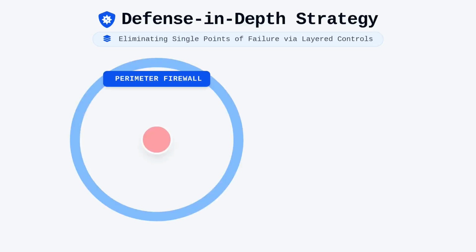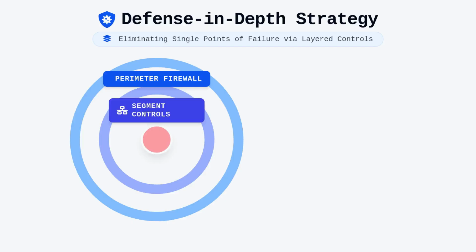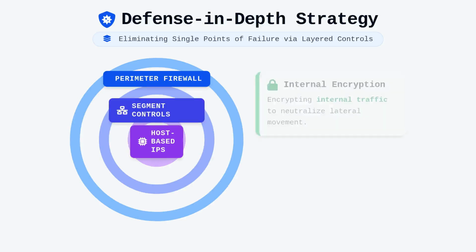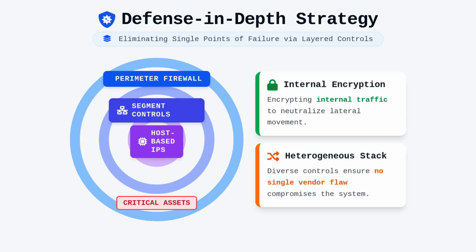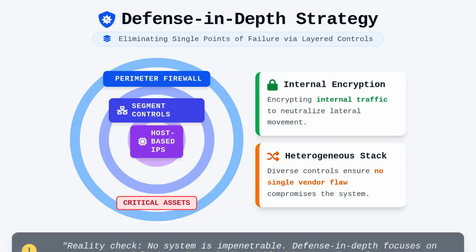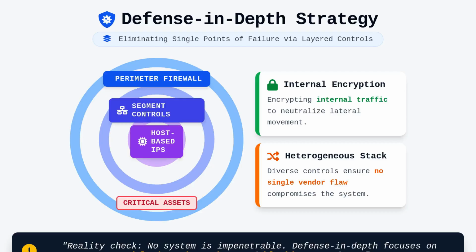A robust security posture relies on defense in depth, a layered approach that prevents a single point of failure from compromising the entire enterprise. If an attacker manages to bypass the perimeter firewall, they should encounter further restrictions like segment-level access controls, host-based intrusion prevention, and encrypted internal traffic. By stacking heterogeneous security controls, you ensure that even if one component is subverted, the remaining layers continue to protect the underlying assets. This layered philosophy reflects the reality that no system is ever completely impenetrable.